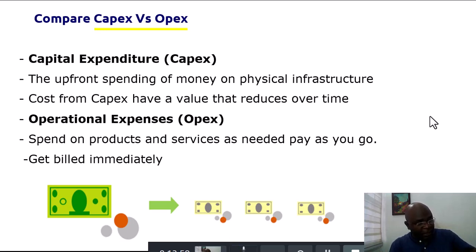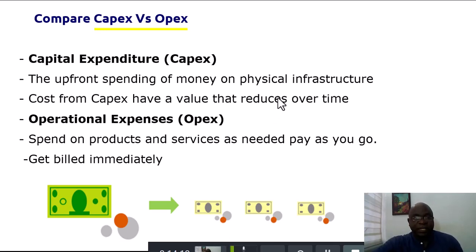The computers depreciate over time. So we also have operational expenses. For operational expenses, you spend on products and services as you go, and you get billed immediately. So the model that the cloud uses is OPEX.